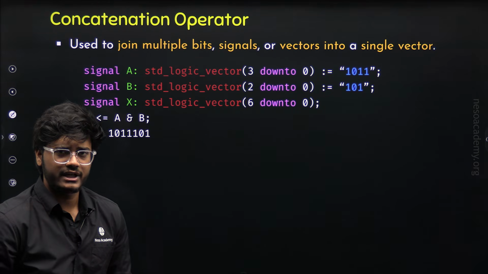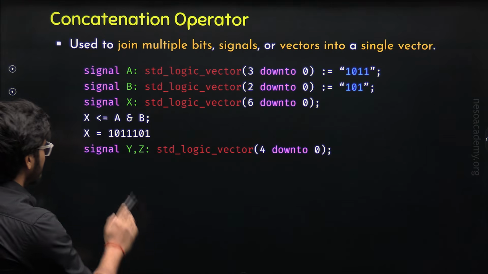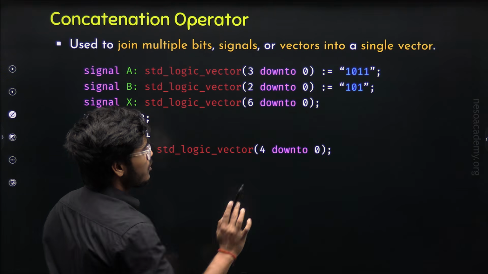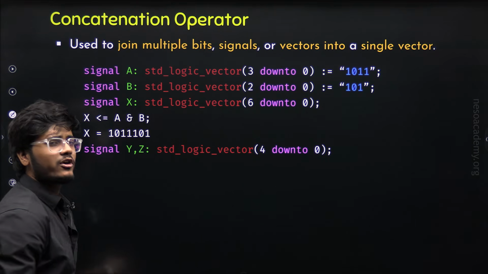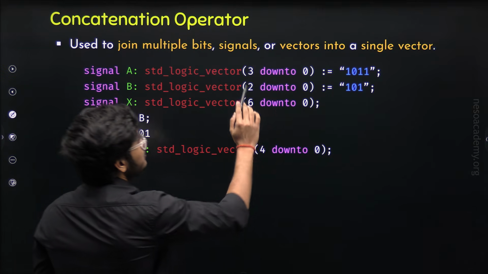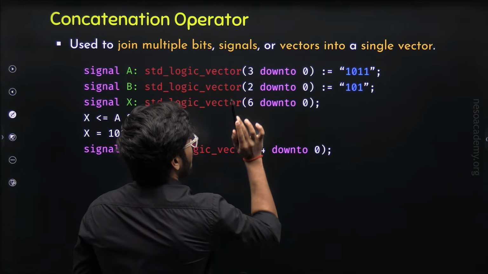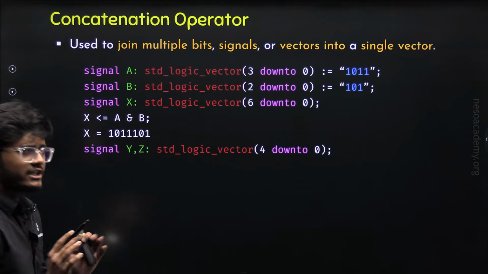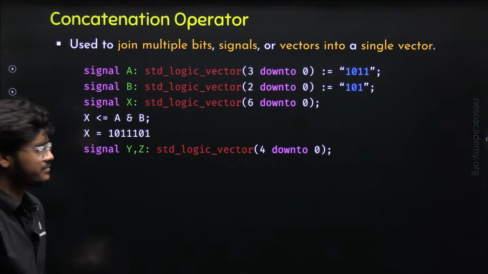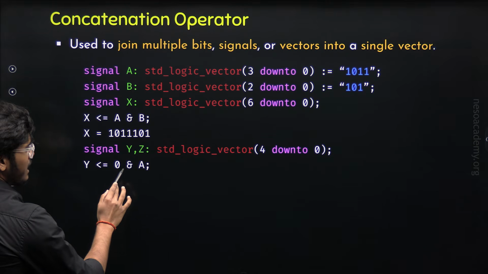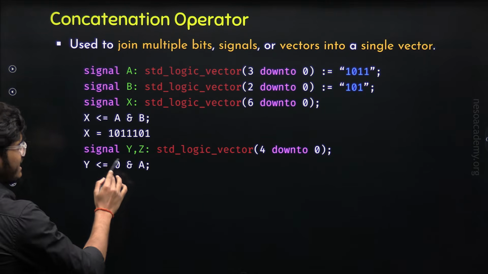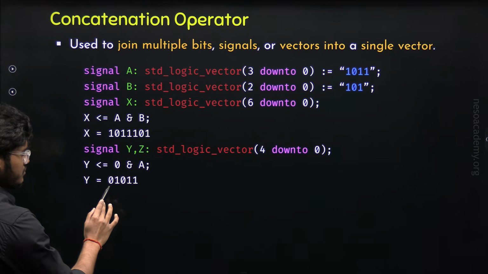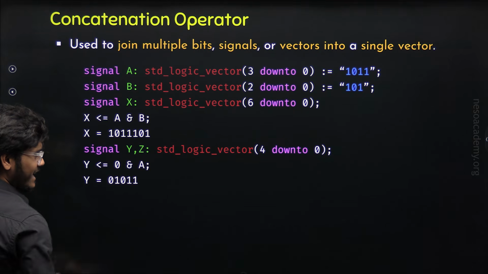For that, I am creating two signals to store the results. Signal Y, Z as standard logic vector 4 down to 0. Now, why 4 down to 0? Because we are adding a single bit to this 3 down to 0, means 1 plus 4 bit equal to 5 bit. Now let's see the operation using the ampersand operator. Here 0 ampersand A, meaning adding 0 at the start of the signal A. So Y will store 0, 1011 signal A.